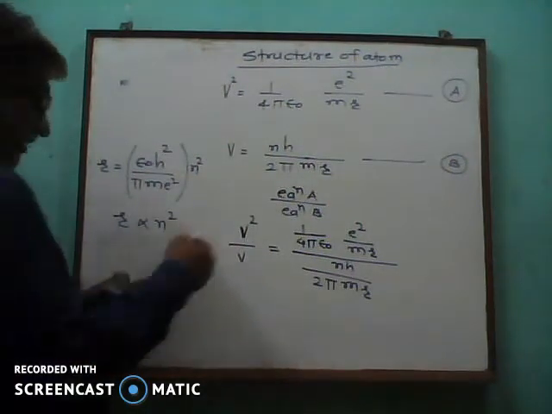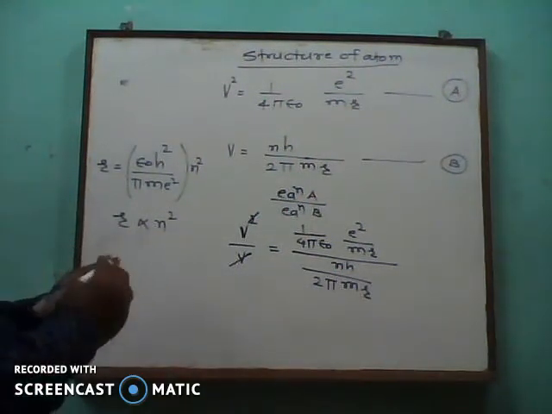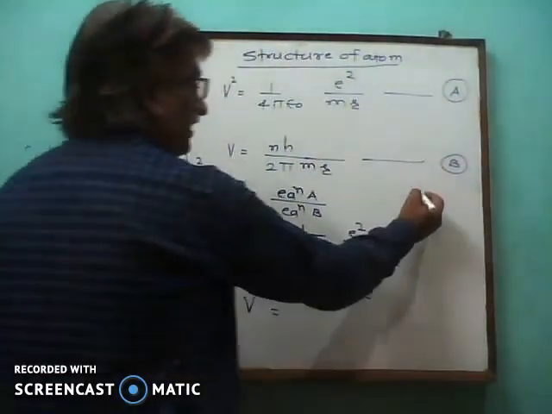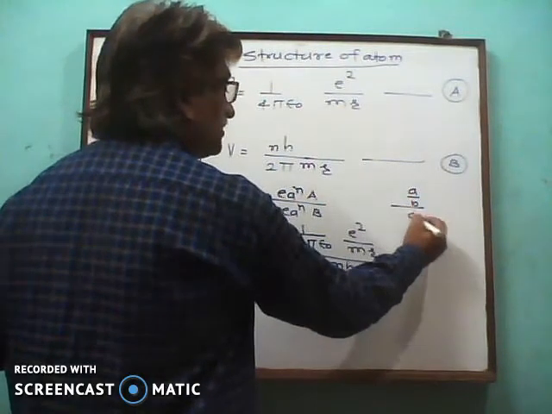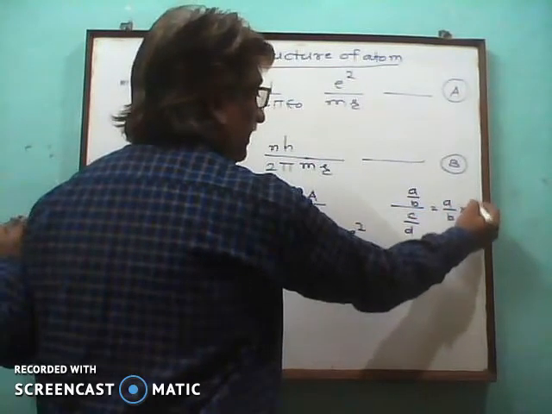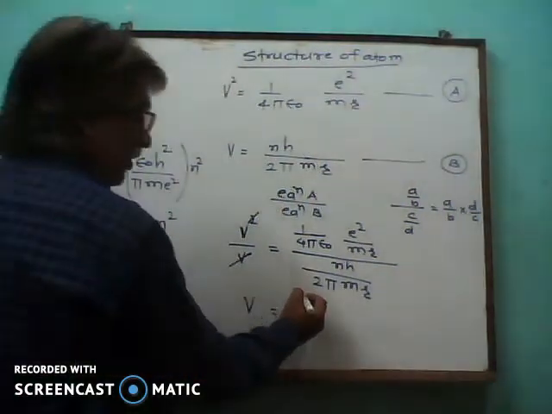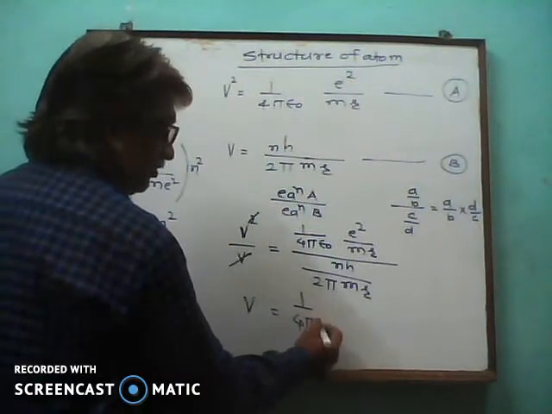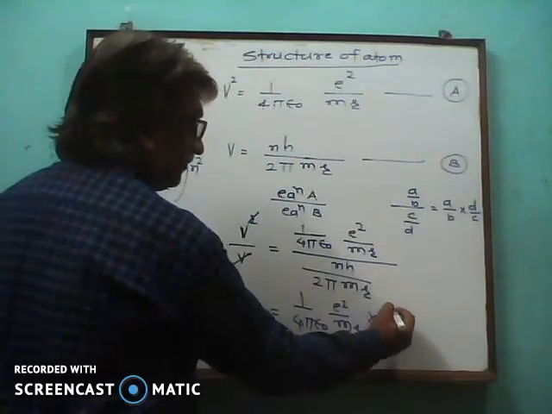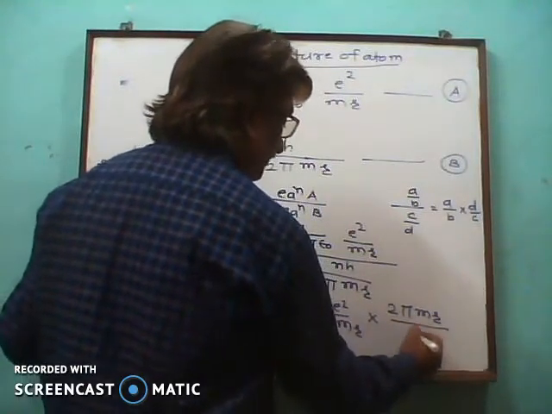What happened? v gets cancelled, which means v is equal to, we know the formula A upon B upon C upon D can be written as A upon B multiplied by D upon C. Using that mathematical formula, we can write 1 upon 4 pi epsilon 0 e square upon mr multiplied by 2 pi mr upon nh.